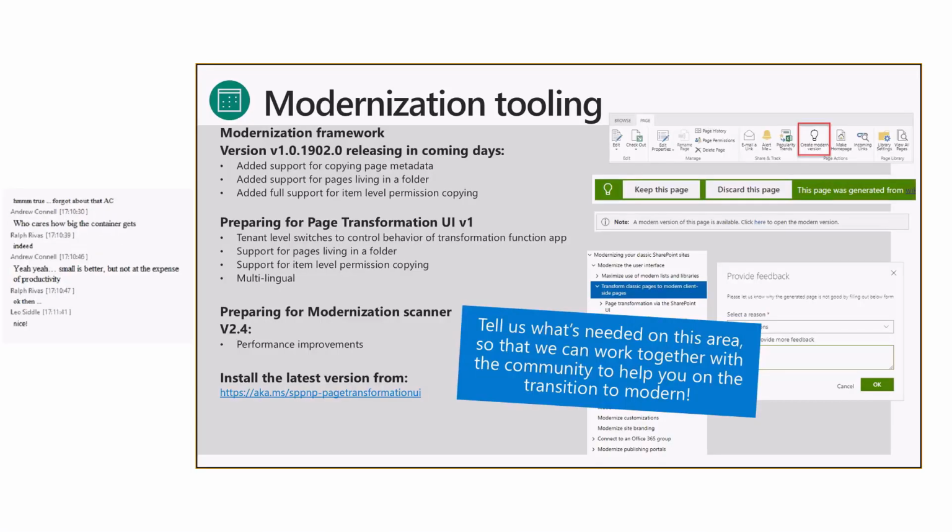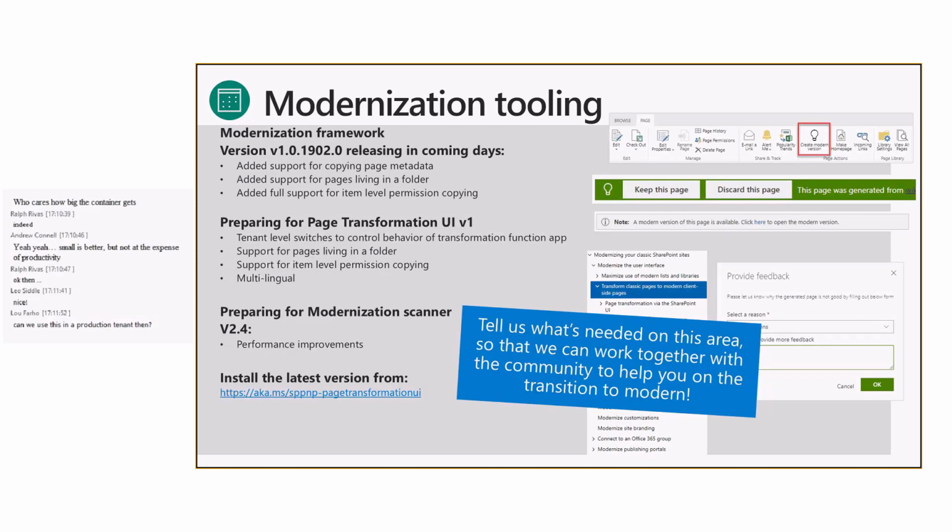Looking into the page transformation UI solution, what's next? So currently it's in beta. It was released last SIG call, so it's about 2 weeks out now. And we're looking into a V1 where we fix bugs and do some new features. Main things are some tenant level switches to control behavior of the function app.